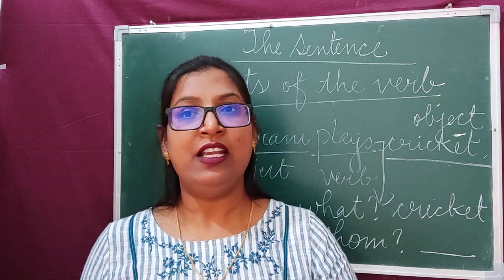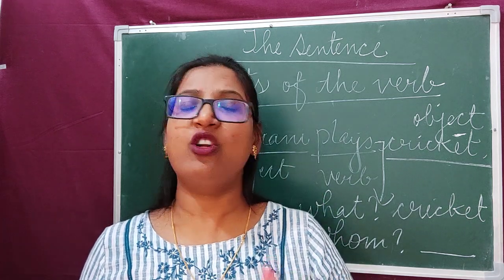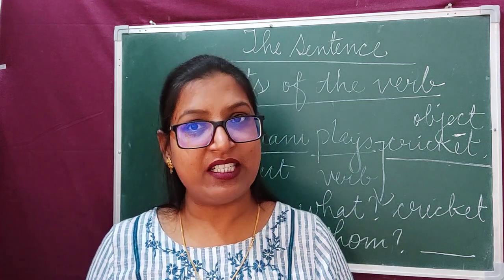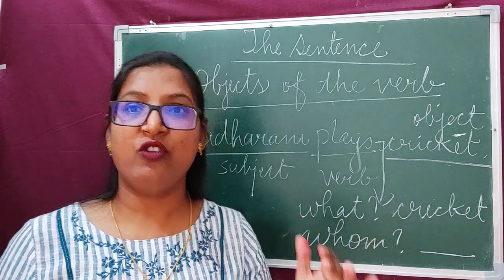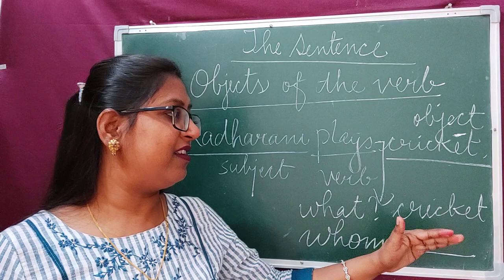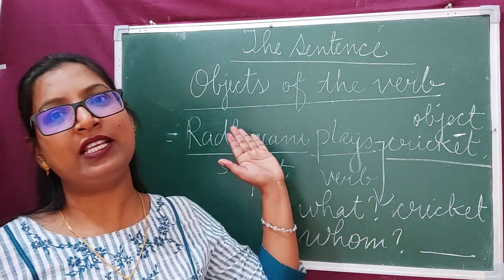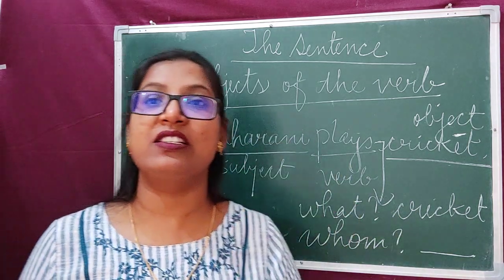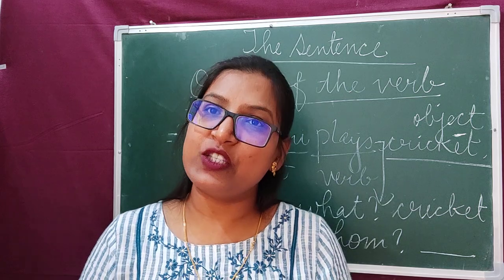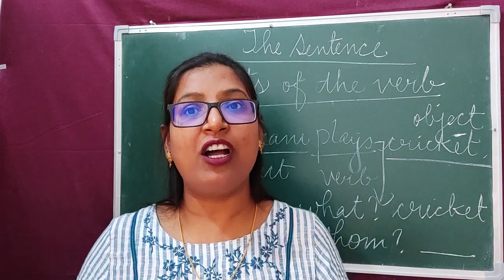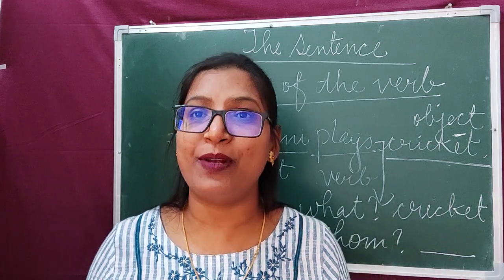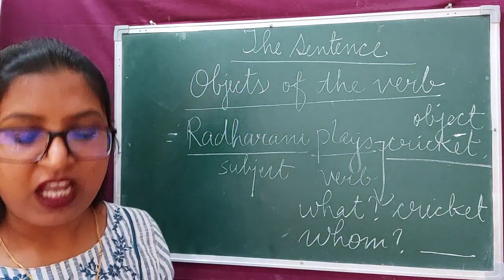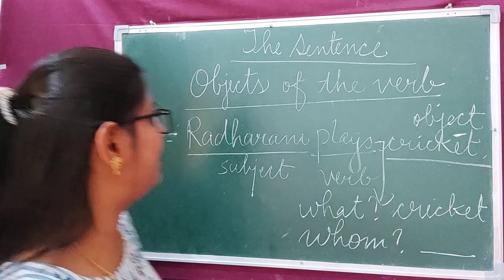Sometimes we get the answer of what or whom, but when we compare it with the subject, we find that the answer of what or whom is exactly the same as the subject. In that case, we don't call it an object of the verb, but we call it a complement. Let's try to understand through an example.